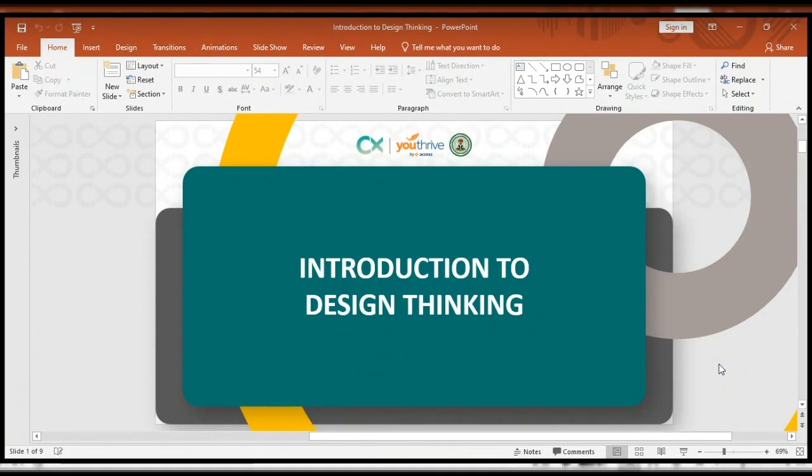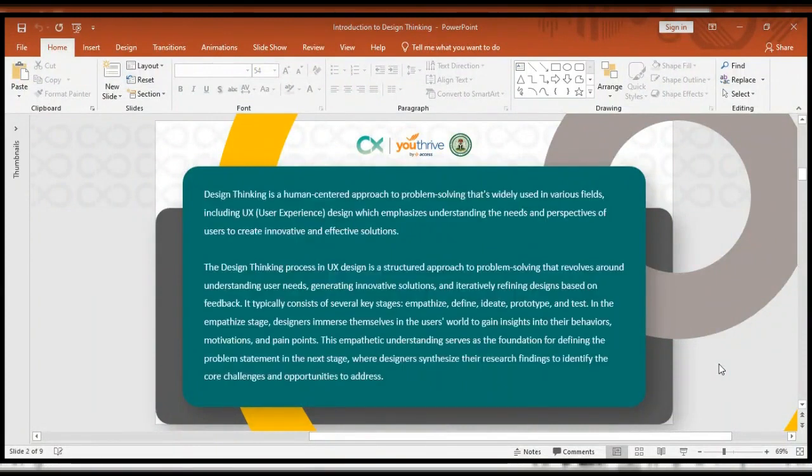These are the three major processes that you as a designer, or you in a team, can use to build a project. But today our focus is going to be on design thinking. So what is design thinking?